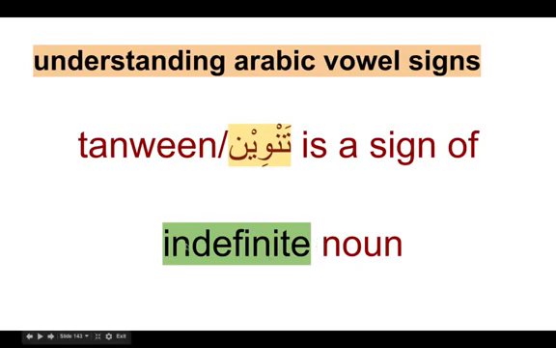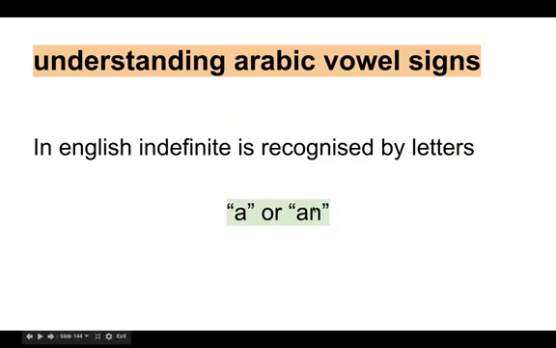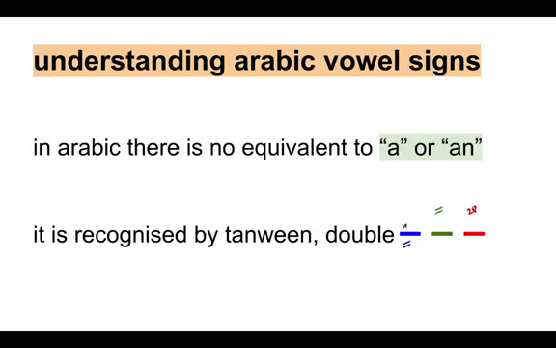So how do we recognize what is indefinite in English? In English we have what is called as a or an. We say a book, a pen or an apple. So it's just indefinite. It could be anything, any book, any pen or any apple. However, in Arabic there is no equivalent to a or an. So for example, if you want to say book, we say kitabun. So if you want to say a book, it is still kitabun.